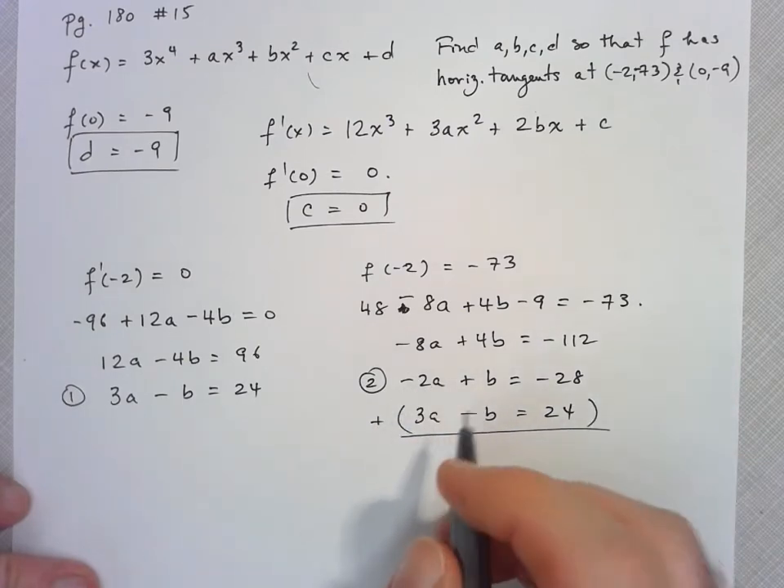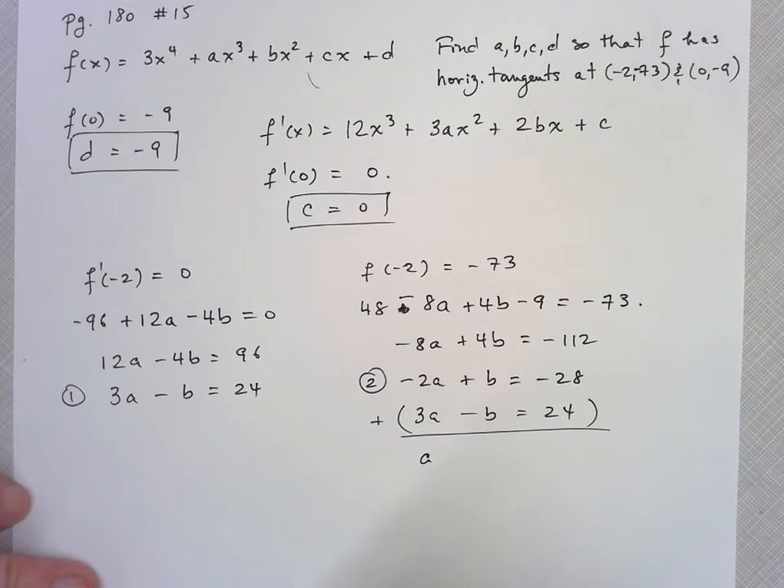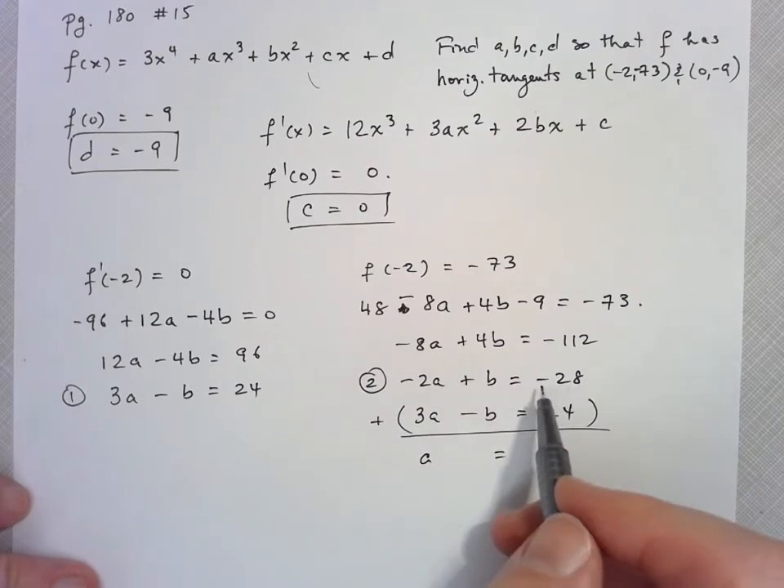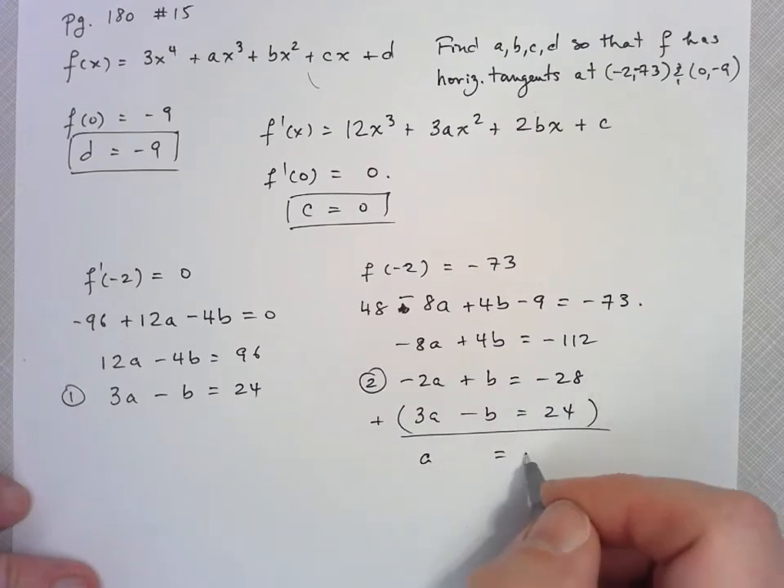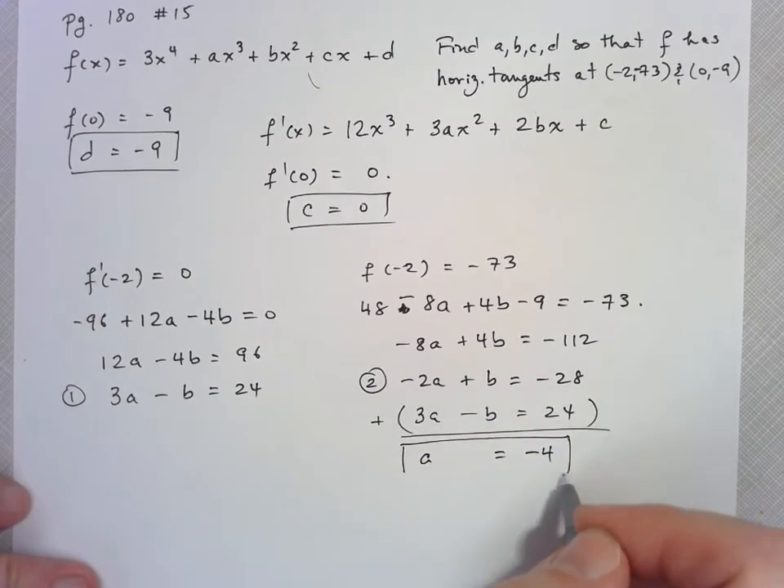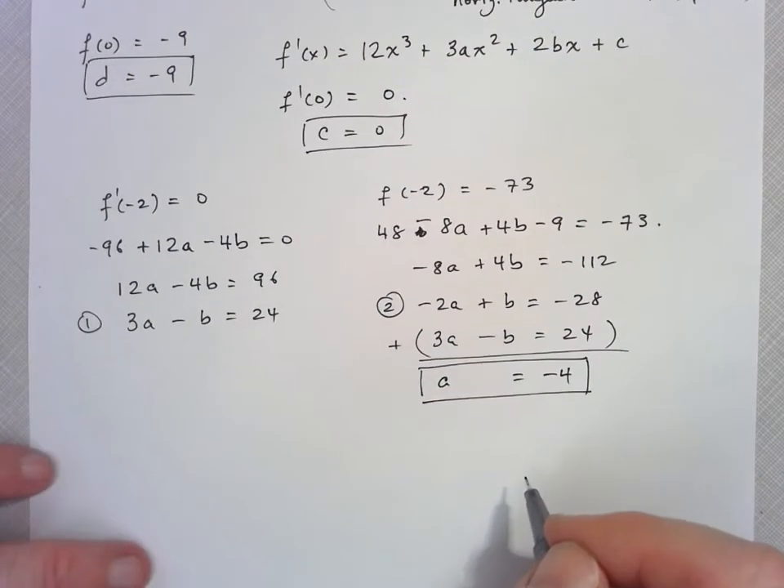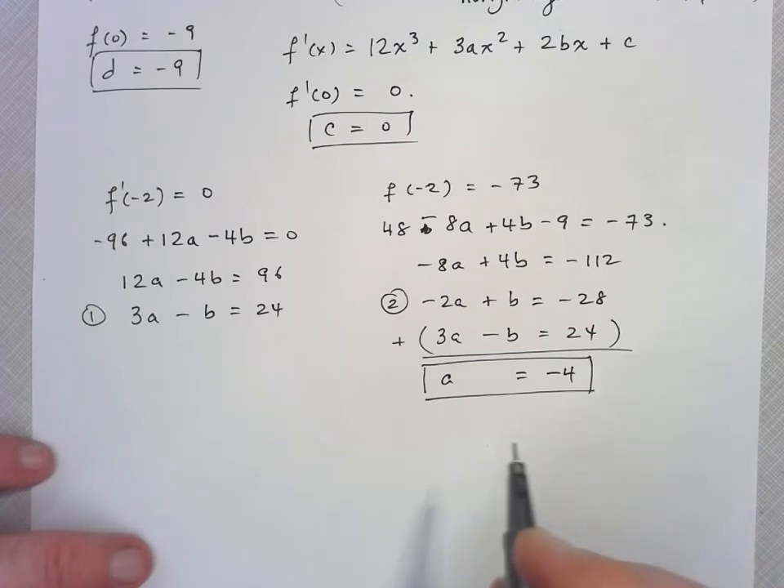So negative 2 plus 3 is just 1. So a is equal to negative 28 plus 24, which is negative 4. And so there we have it. Again, a lot of algebra here, but it's all stuff we know how to do.